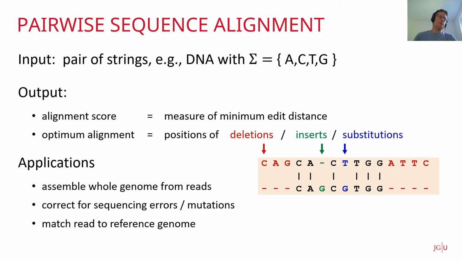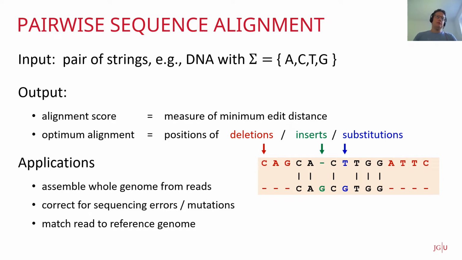One of the most important and frequent tasks in bioinformatics data processing pipelines is sequence alignment, which is needed for assembling whole genomes from short reads, for correcting sequencing errors made by the sequencing machines, for detecting mutations, or to match individual short reads to a site in a genome.